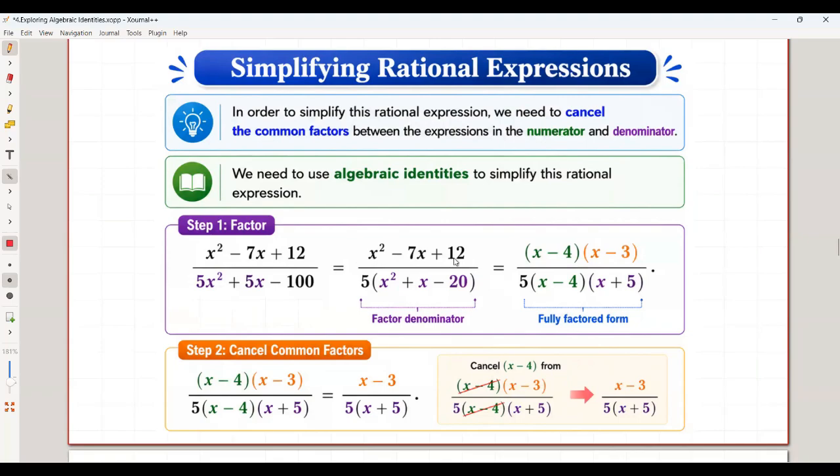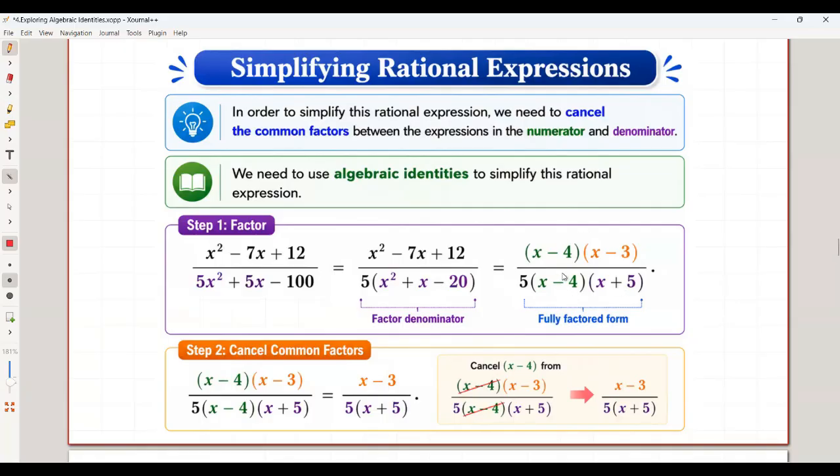If you find the factors for this, you will get x minus 4, x minus 3. For the denominator, first of all, 5 is common, so I'm taking 5 outside. If I take 5 outside, we get x square plus x minus 20. Now I can find the factors of this. Here also we have to use the cap method. We get the factors x minus 4, x plus 5.